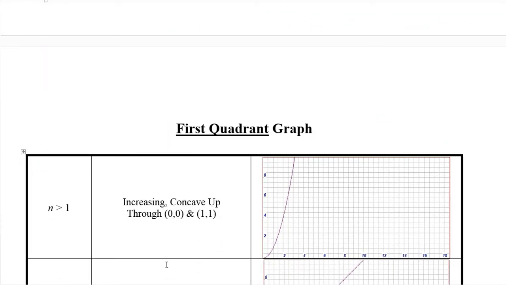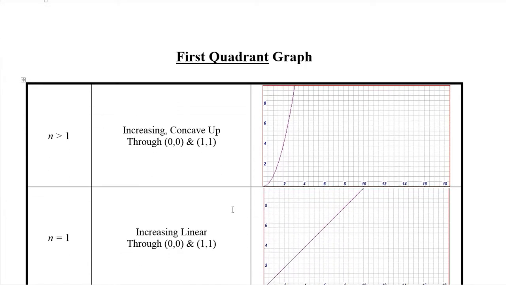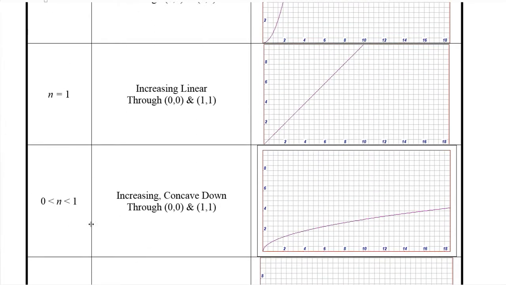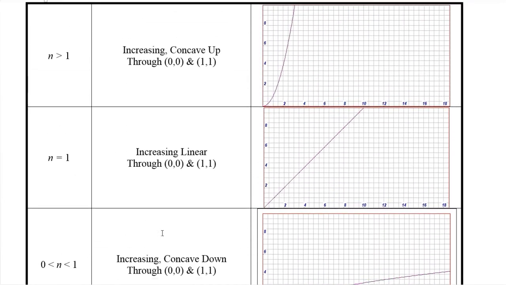So summarizing that, when we look at just the first quadrant, if the power is bigger than 1, it goes through (0, 0) and (1, 1), concave up, increasing. Specifically, power 1 is the identity function, y equals x. That's linear, going through (0, 0) and (1, 1). If n is between 0 and 1, it's concave down, like an upside down bowl, and increasing. So all those were increasing.